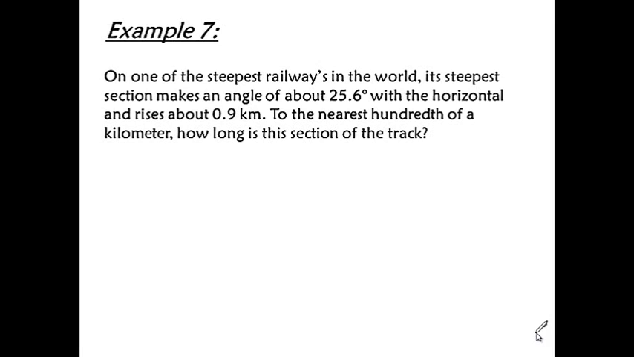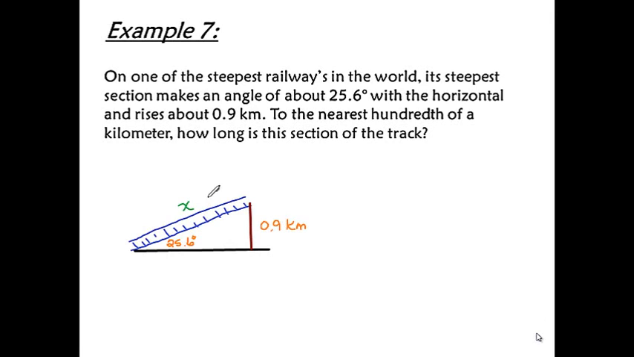Okay, the best way to attack this is to get a visual. So let's draw a sketch. And we're asked to find the length of the track. The length of the track will be this distance here. Let's just call it x. So all we have here is a right triangle. We've got to use our SOHCAHTOA to find the missing length by setting up a ratio.